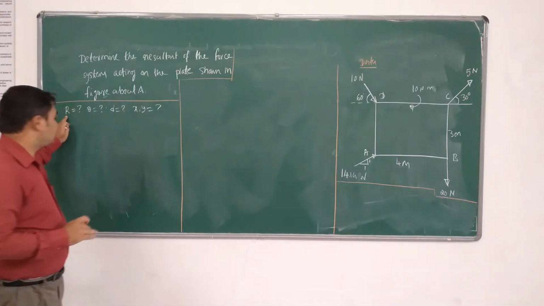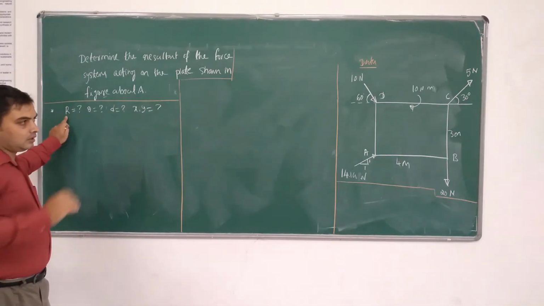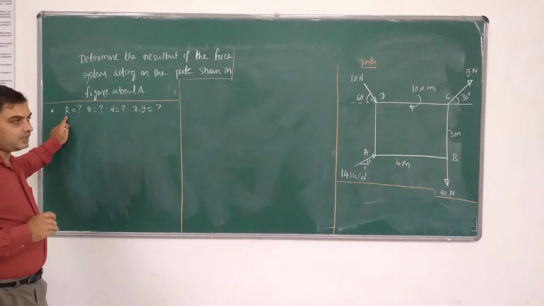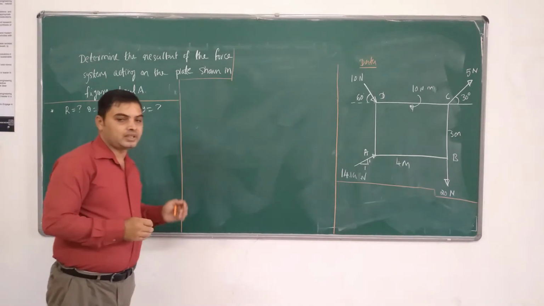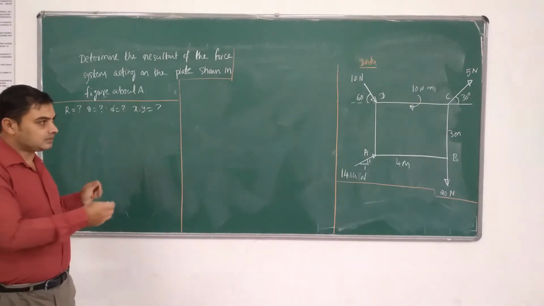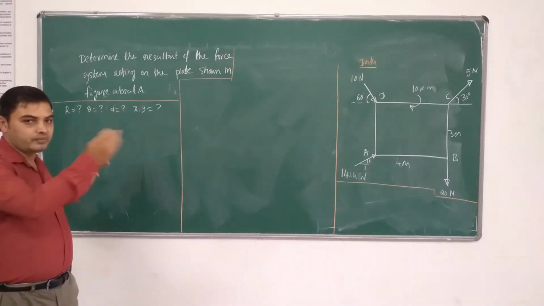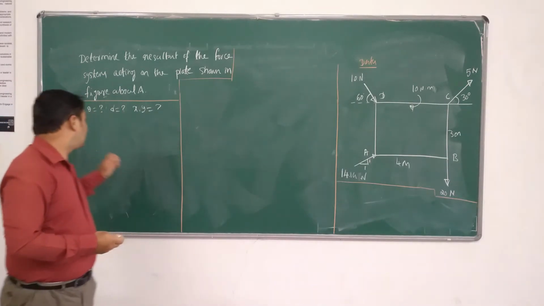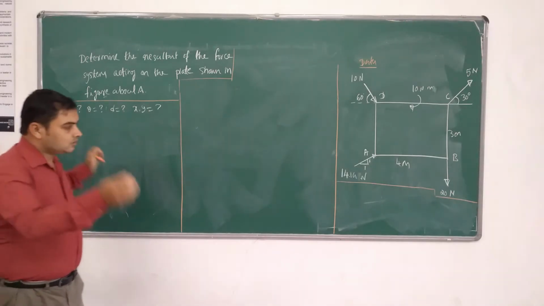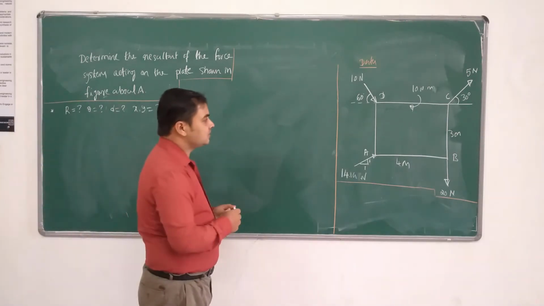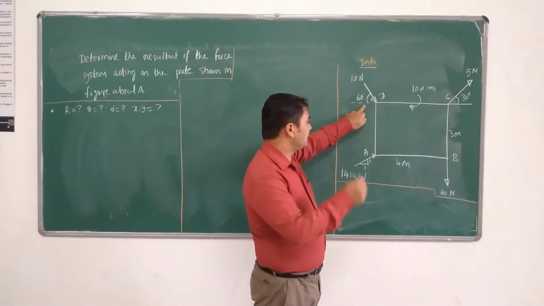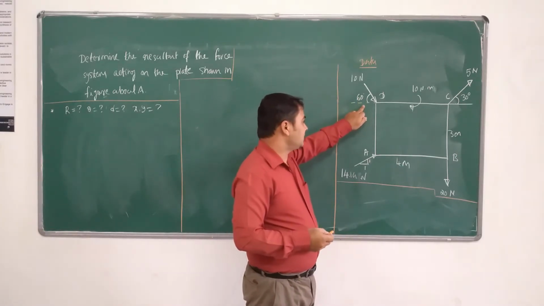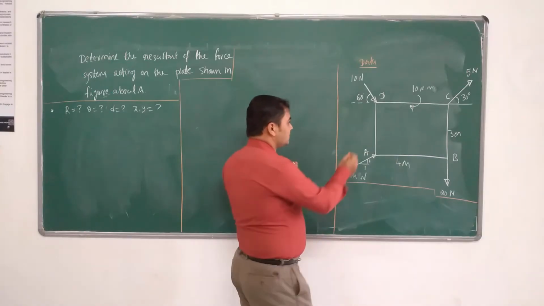To calculate the resultant force, again we have to split the forces into their components along the x and y directions. Once we split the forces, we can calculate the summation of forces along the x direction and along the y direction, and then we can calculate the resultant force. So first, split the forces into their components. See here, a 10 Newton force is given, which is acting at 60 degrees to the x axis. Now split that force into two components.